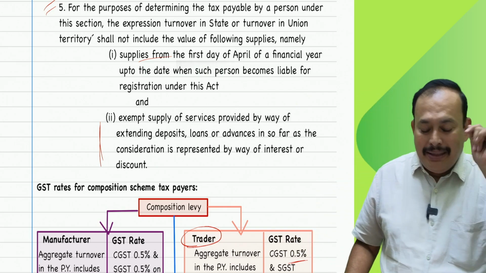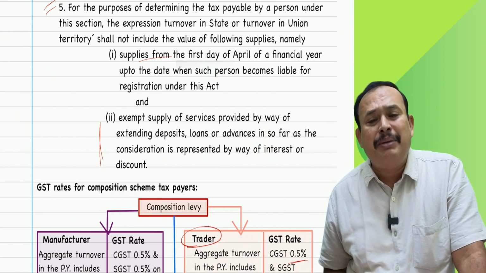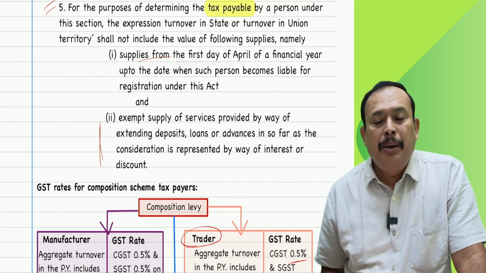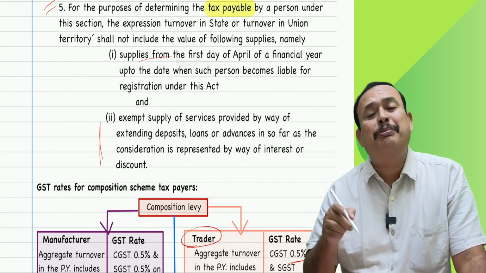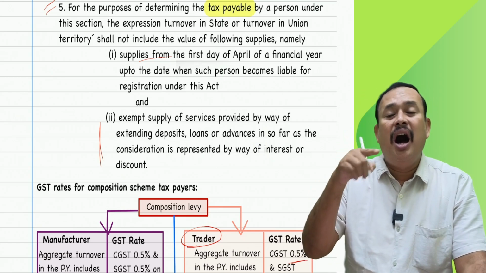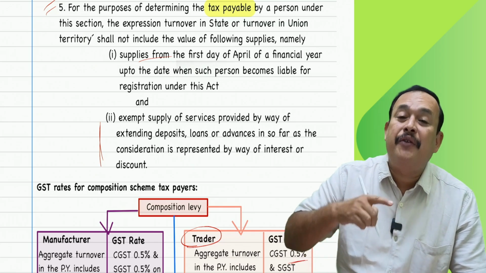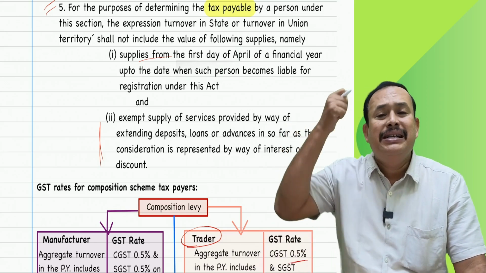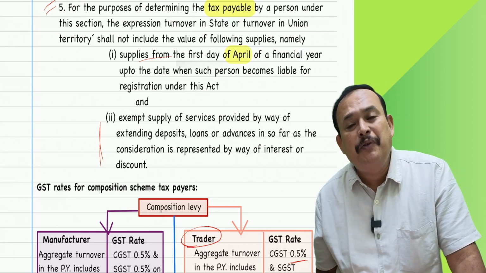So, what is this point highlighting to us? For the purpose of determining the tax payable by a composition taxpayer, that is important. While paying the tax on the turnover, does that turnover include or exclude? That question arises. For the purpose of payment of tax, aggregate turnover excludes the turnover from 1st April till the date liable for registration.